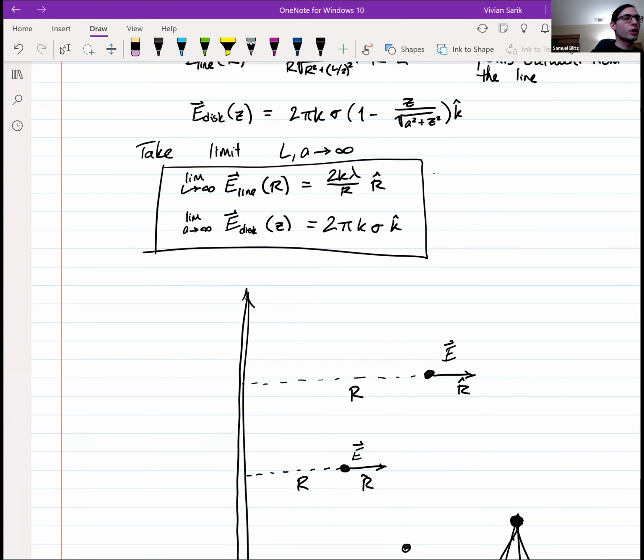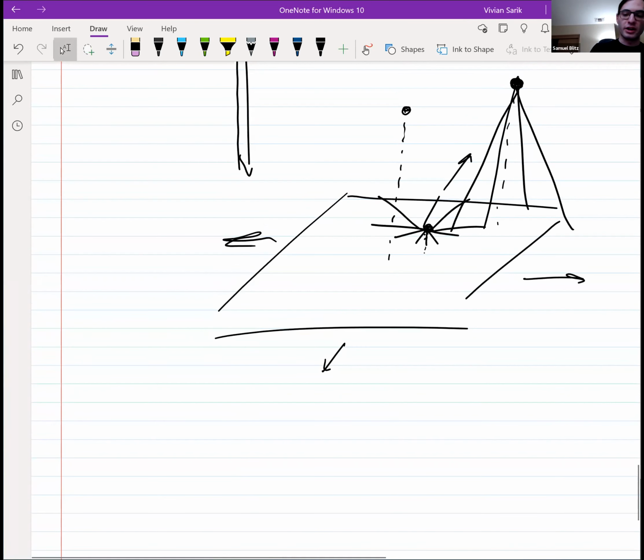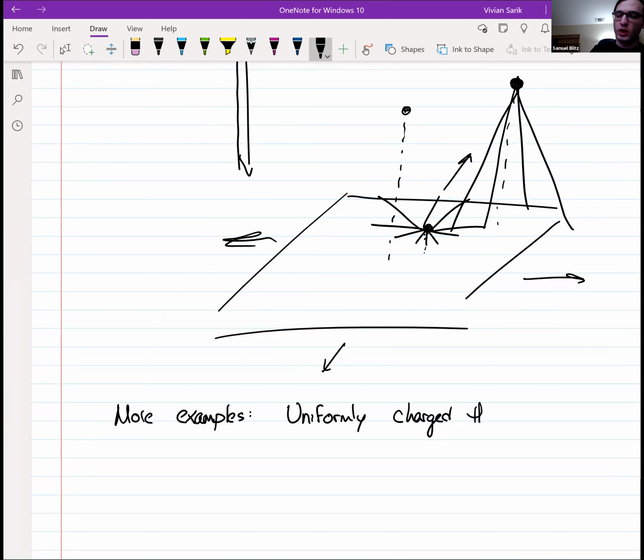By the way, there are more examples in the textbook in section 1.3, so I'll just note those for you. There's a uniformly charged thin hollow sphere, or thin hollow cylinder. So think like a tube rather than a solid rod. That would be in section 1.3, example 1.3.5. This is in the LibreText.